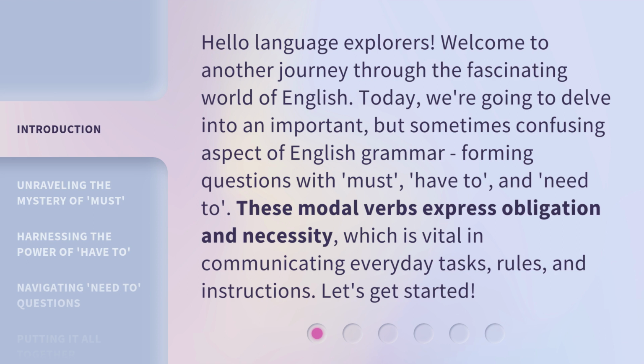Today, we're going to delve into an important, but sometimes confusing aspect of English grammar: forming questions with must, have to, and need to. These modal verbs express obligation and necessity, which is vital in communicating everyday tasks, rules, and instructions. Let's get started.